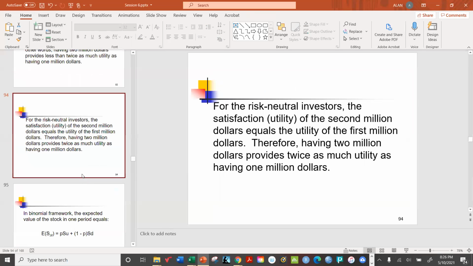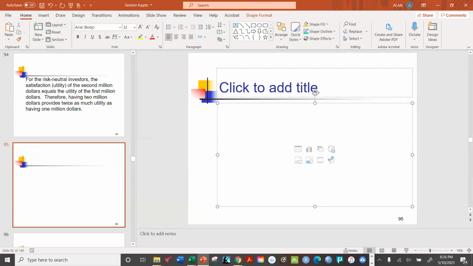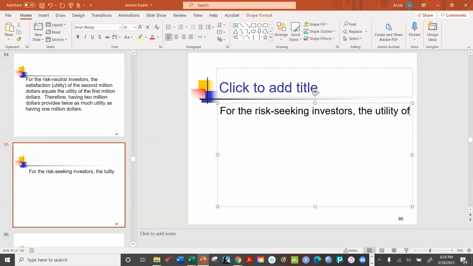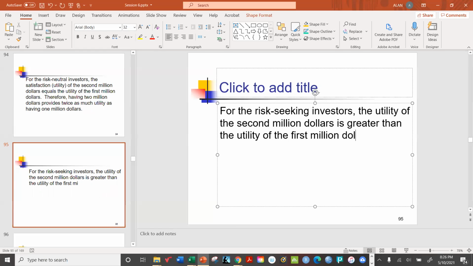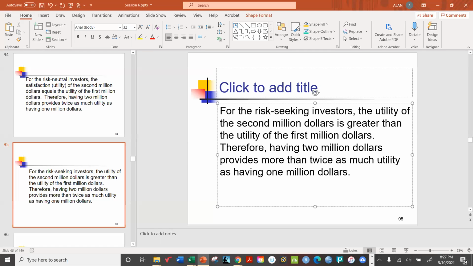And then finally, for the risk-seeking investors, if there are any such people, the utility of the second $1 million is greater than the utility of the first $1 million. Therefore, having $2 million provides more than twice as much utility as having $1 million. All right, so you got these three groups.